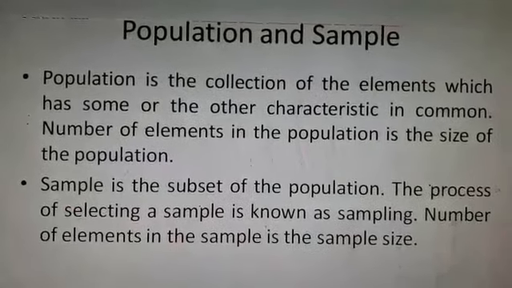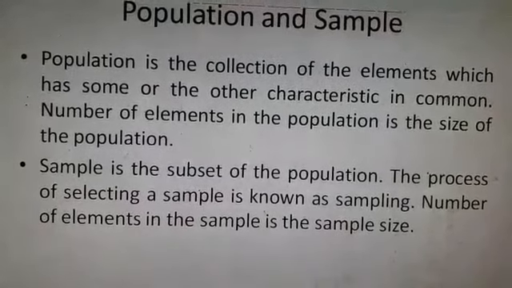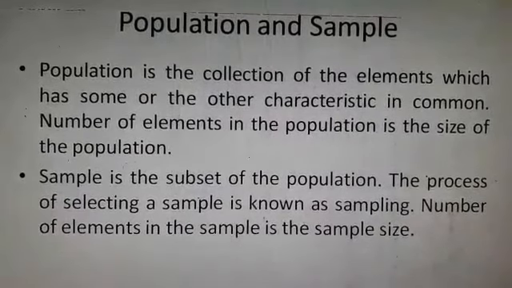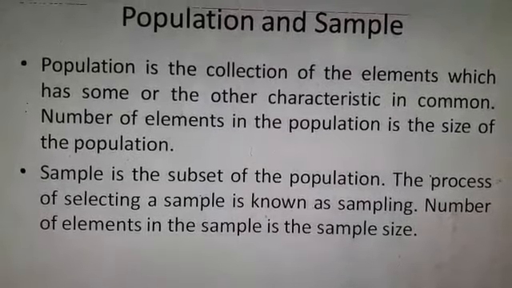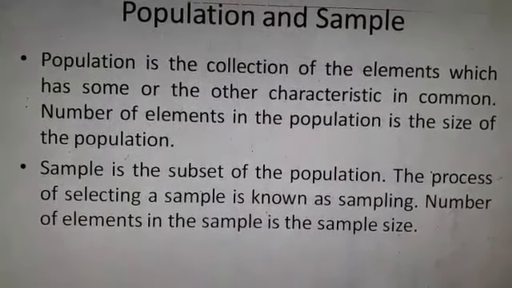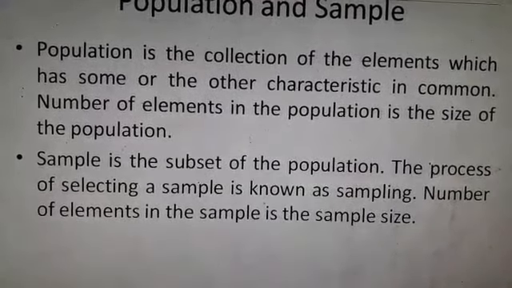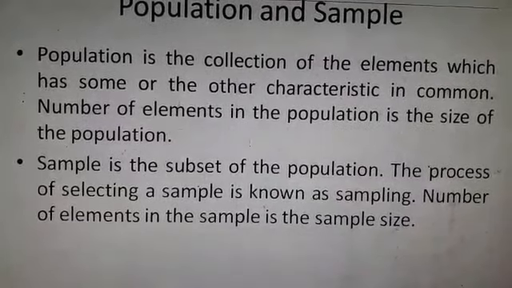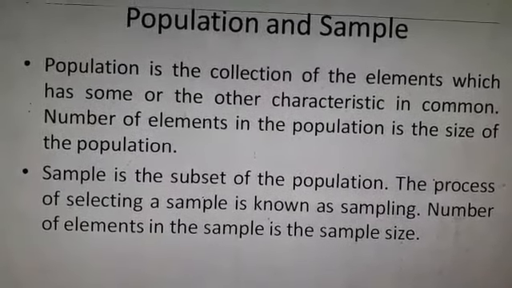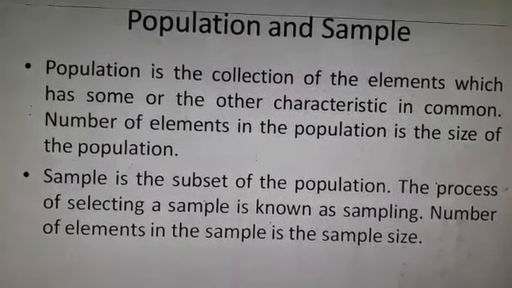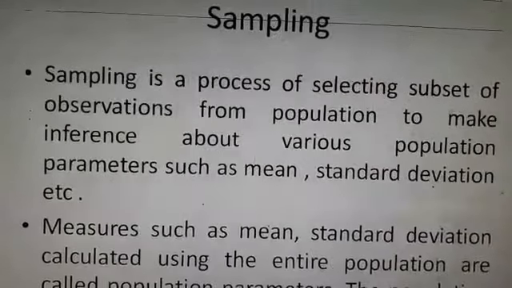Before talking about sampling, we should understand what we know by population and sample. Population is a collection of elements which have some characteristics in common. Normally the number of elements in the population is called the size of the population. The sample is a subset of the population, and the process of selecting a sample is known as sampling. The number of elements in the sample is called the sample size. So today we'll discuss what we understand by sampling and the different methods of sampling.